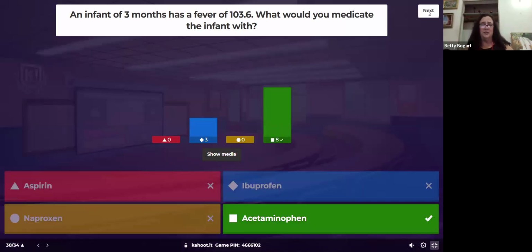Infants under the age of 6 months can have nothing but acetaminophen. At 6 months, we can introduce ibuprofen. There's something with the NSAID and platelet aggravation, something with bleeding, that they do not tolerate until they're 6 months old.